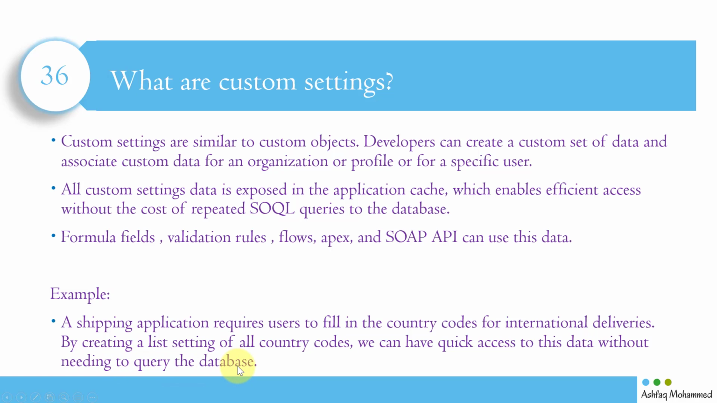Let's say, for example, 001 is USA, 002 is maybe UK, 003 is Australia, 004 is India, right? So if they have to enter some code, they can easily write the code, and with the help of some methods, we can get what exactly the code refers to from those custom settings.